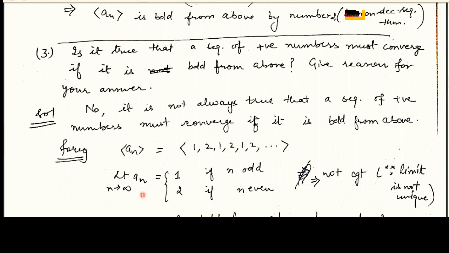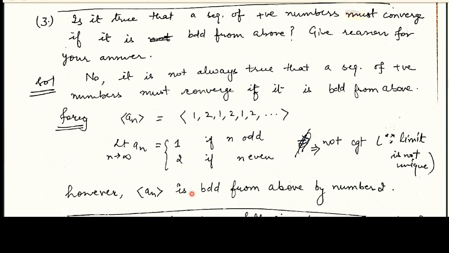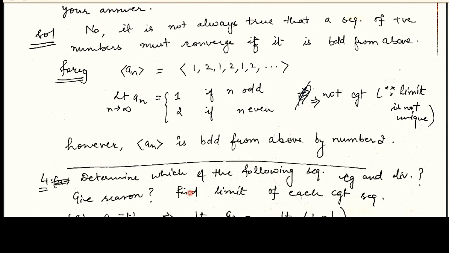But when you find the limit, it is not unique, because for n odd it converges to 1, for n even it converges to 2. So this is not always true.